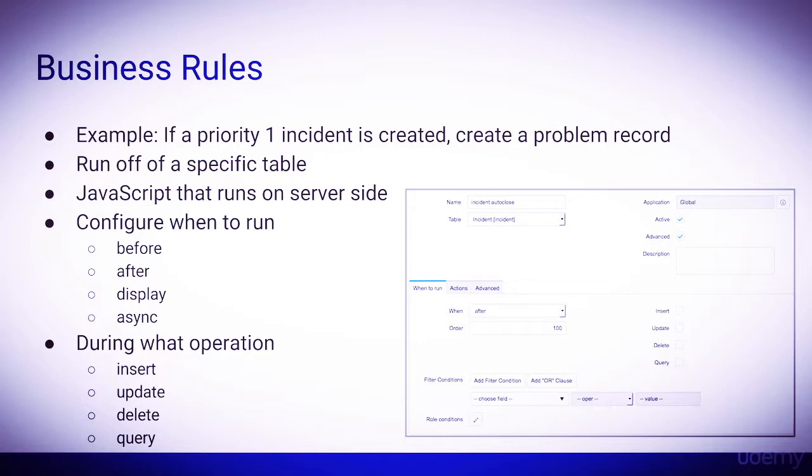Let's start by going over a quick example of when to utilize business rules. Let's say if a priority 1 incident is created, then we would like to create a problem record that references this incident. This is a great example of when to use a business rule, since the event is triggered once the incident is created, and also because we have access to the incident information when creating a new problem record.